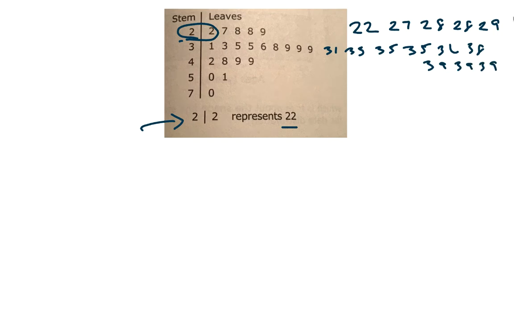Okay. For the 4 stem, we have 42, 48, 49, 49. And for the 5 stem, I can see the numbers 50 and 51. And for the 7 stem, we just have one number, a 70.